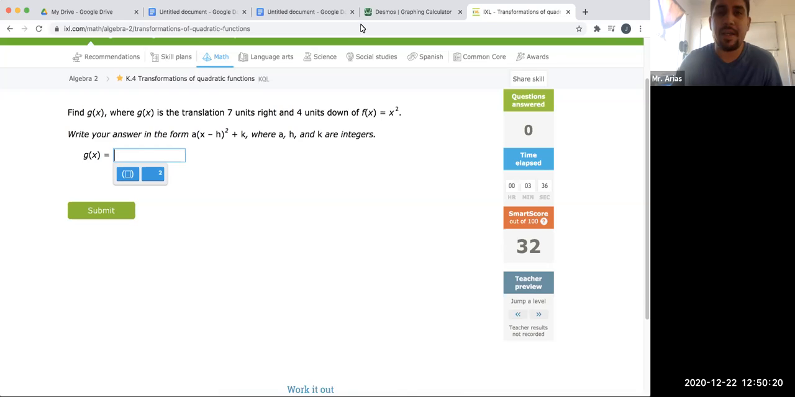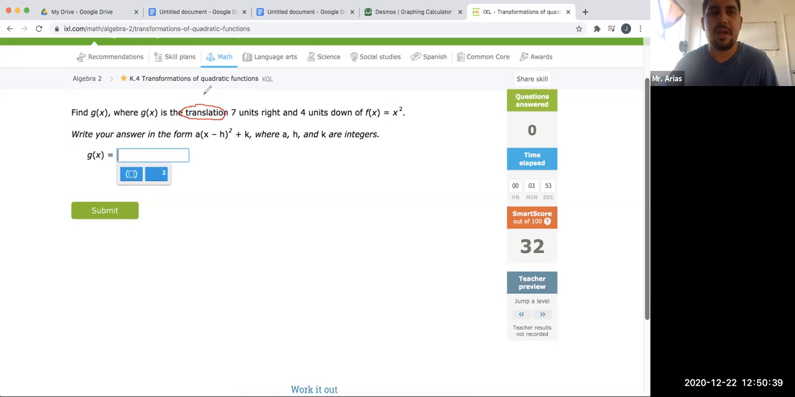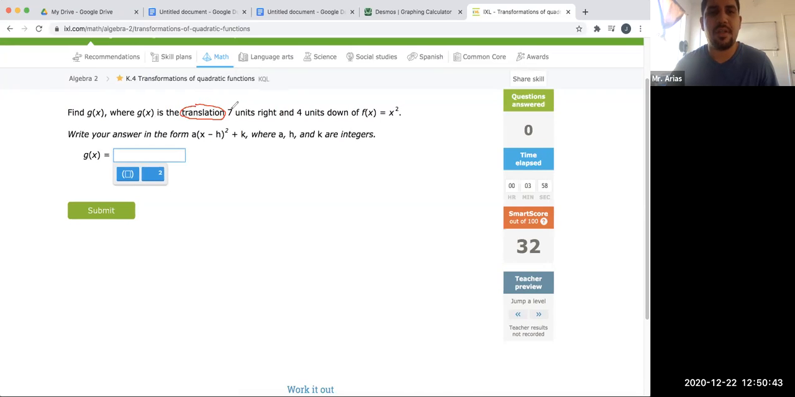Now, just to clarify, when we're talking about translation, that basically means a shift or a movement across either the x-axis or the y-axis. So again, just to review, this is something that I mentioned last time in my previous video. Anytime we're talking about a translation, that means this will be a shift or a movement.